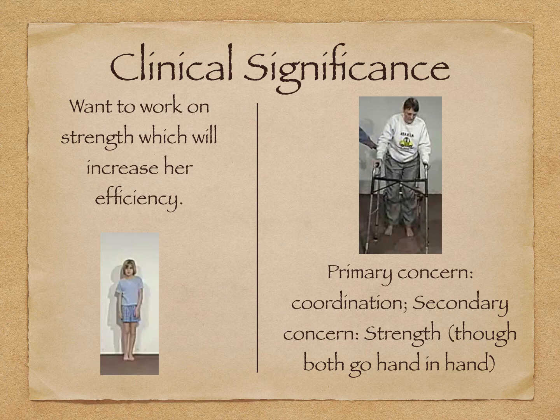Talking further about clinical significance, for subject 8, again, we want to work on her strength, which we think will increase her overall efficiency. And for subject 14, our primary concern is her coordination and neuromuscular reeducation, as we discussed on the previous slide. Our secondary concern, however, is most certainly strength, and we think both go hand in hand.